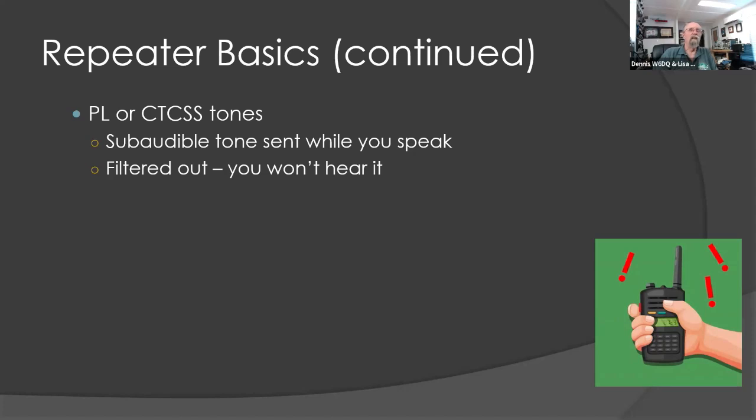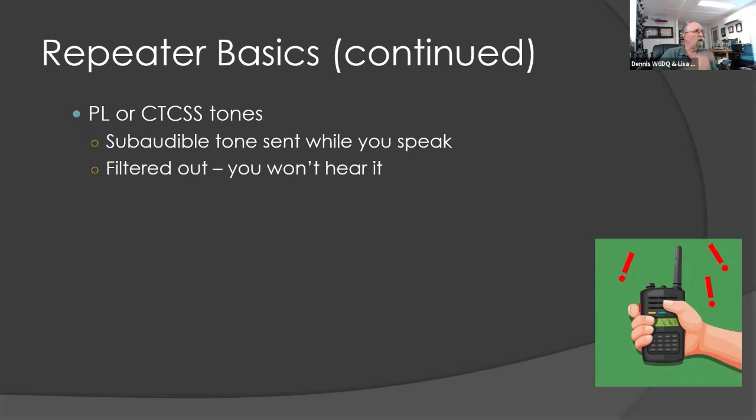The function is referred to as a carrier operated relay, or a COR. You'll hear that term, COR. And that's what the tone is used to key. The tone brings up the COR, and if you don't have the right tone, you won't key up the repeater. So it's important to know what the tone is.